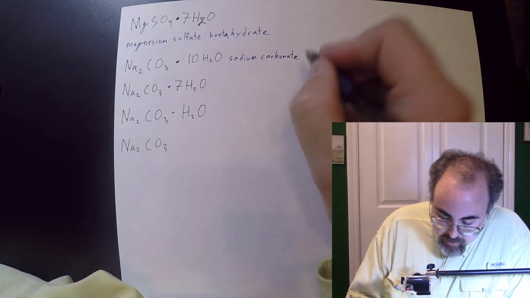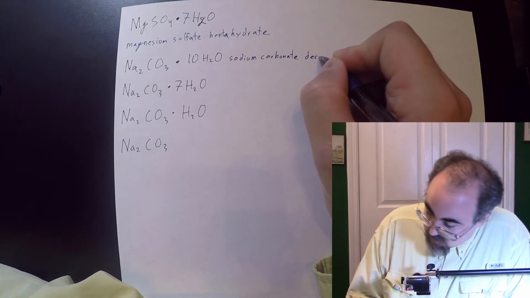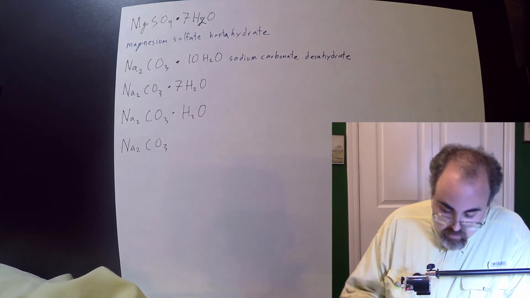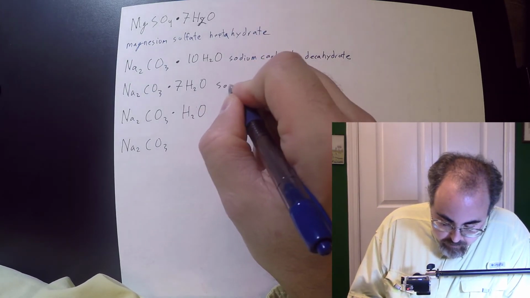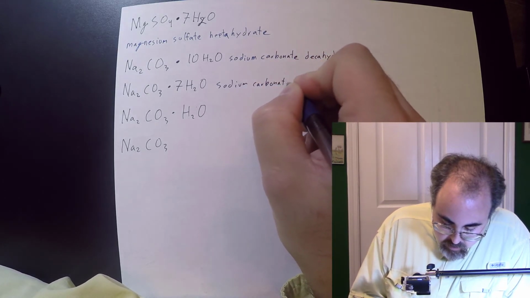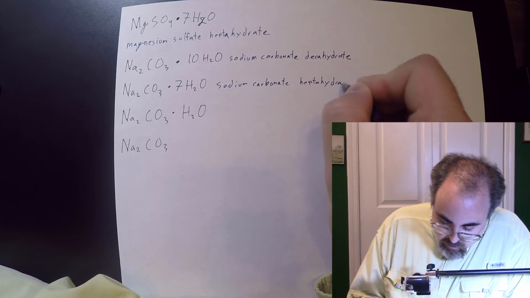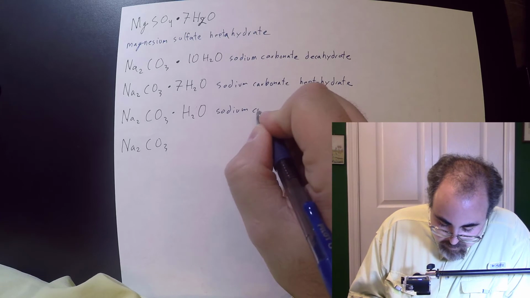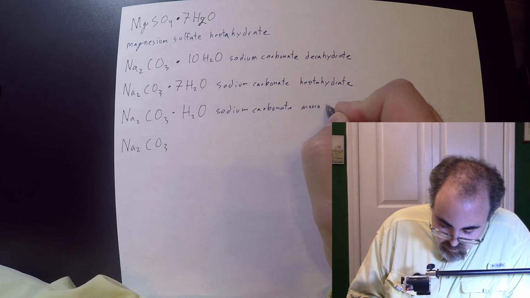Okay, so I have sodium carbonate, and then I will call this the Greek for 10, deca. Decahydrate. Now you can guess right up from that one, this is going to be sodium carbonate heptahydrate. This is going to be sodium carbonate monohydrate.